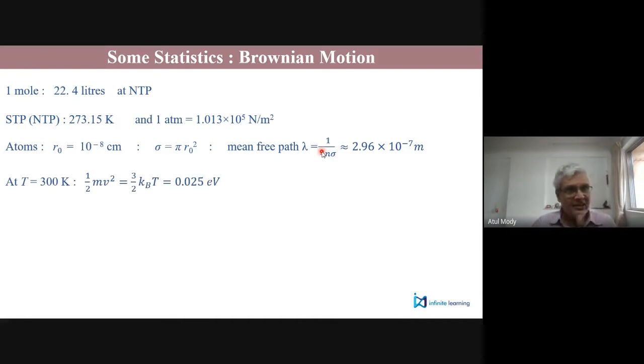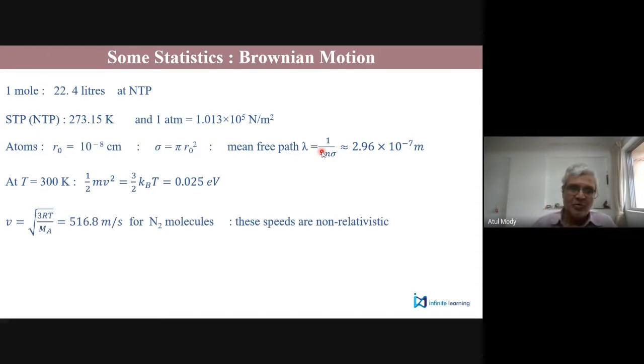So now at 300 Kelvin, which is about room temperature, 27 degrees Celsius, the average kinetic energy of a gas molecule is 3 by 2 kT, which turns out to be 0.025 electron volt. If you want, it's about 1 by 40 of an electron volt.